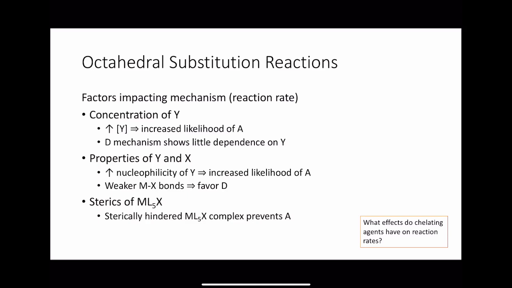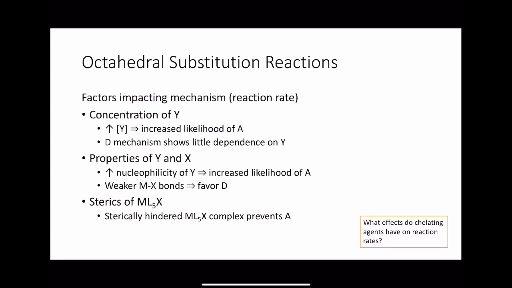As we increase the nucleophilicity of the entering group, we have an increased likelihood of an associative mechanism. Comparably, as we have weaker M-X bonds, so that the leaving group has a weaker interaction with the central metal, we're going to favor a dissociative mechanism. Sterics can also play a significant role. For instance, if we have large ligands L that make our metal complex sterically hindered, then it's much less likely to form a 7-coordinate system, which is what we would necessarily achieve from an associative mechanism.